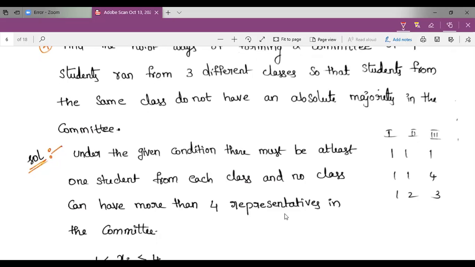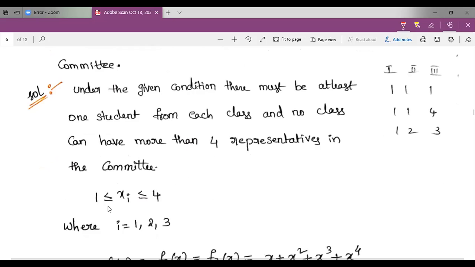If we take more than 4 representatives in the committee, so 1 1 4, so 1 2 3, the cases 1 1 1 conditions, 3 classes at least 1 each. So 1 1 1, the remaining will be based on given condition. And second one, if we take 1 1 from 1 class and another class 4, okay, so the condition is 1 less than or equal to xi less than or equal to 4. So xi value we have to take between 1 to 4, means 1 2 3 4.